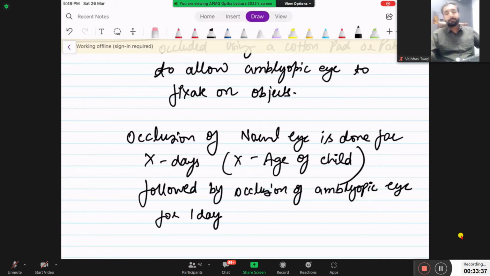Now I'll give you an example. Suppose a child comes to you, his age is 5 years, he is amblyopic in the right eye and the left eye is normal. So I will patch the normal eye, not the amblyopic eye. For how many days will I patch? He is 5 years old, so I will patch for 5 days. After 5 days, I will advise the patient to patch the amblyopic eye for 1 day. After 1 day, repeat: 5 days, 1 day, 5 days, 1 day. Understood the concept? Give me a thumbs up if it is clear.